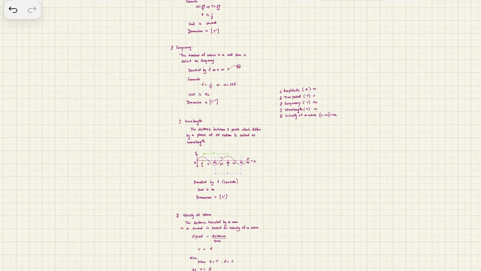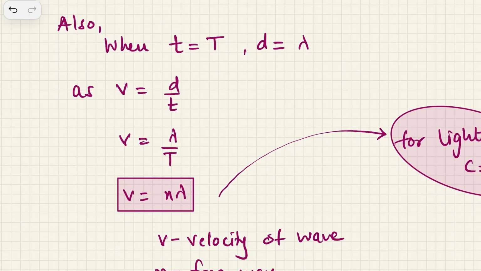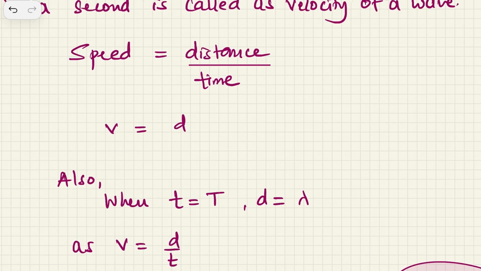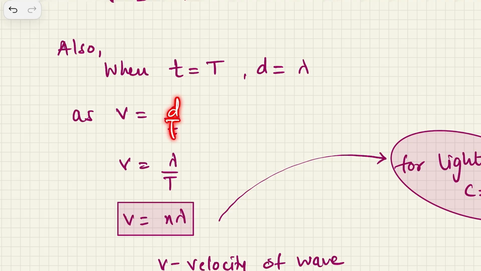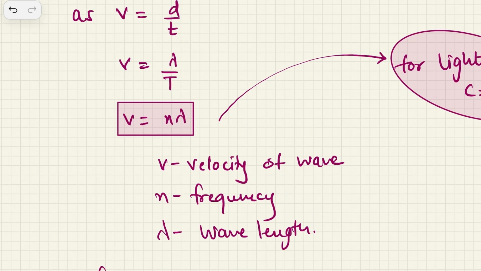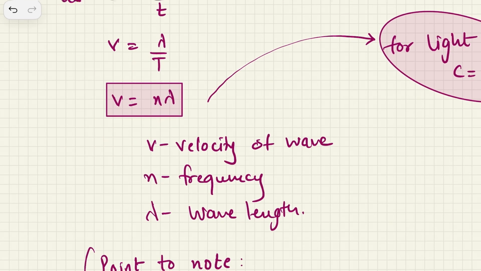So my equation changes like this. When t is equal to capital T, distance traveled is lambda. So in place of speed is equal to distance upon time, I am writing lambda upon capital T. Now we know that 1 upon T is nothing but frequency, and frequency is written by n as well. So I am writing n and this is lambda. This is a very important relation which we will be utilizing in many different places. So v is equal to n lambda, where v is the velocity of the wave, n is the frequency, and lambda is the wavelength.